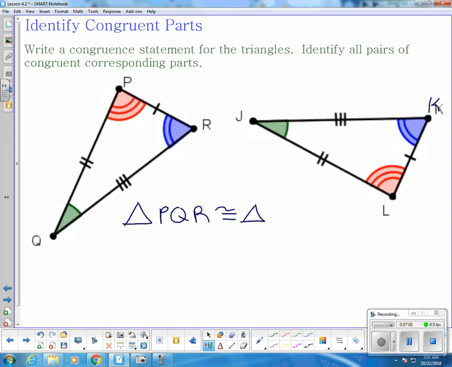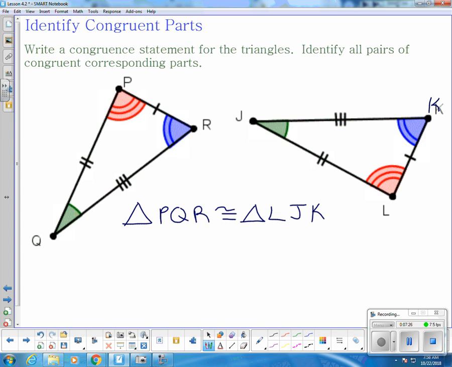Now this is when it's important. What angle corresponds with P? L. Okay? And you can see it's marked with 3. What angle corresponds with Q? J. And then the last one would have to be the K.